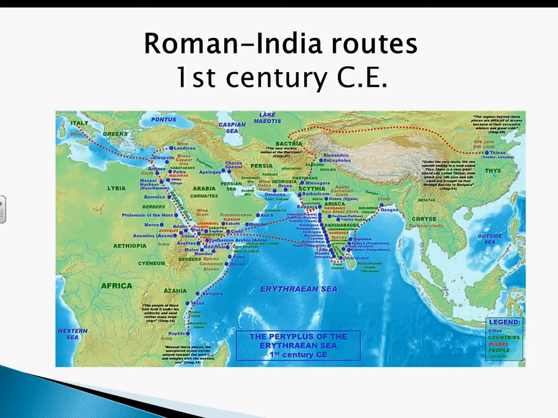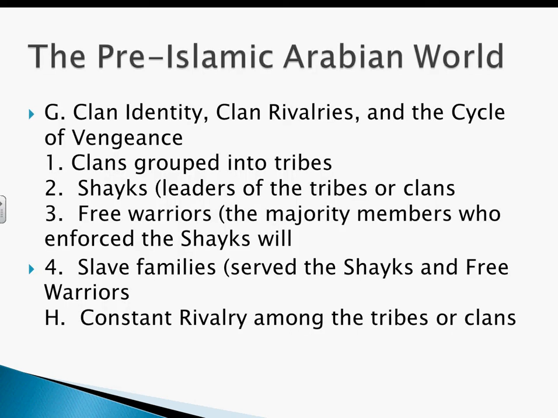Here shows some of the caravans, and so they did trade with India and also China. The Roman India routes of the first century show here. You can see that they went through the Arabian area.